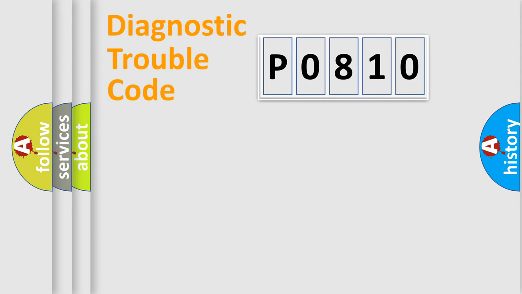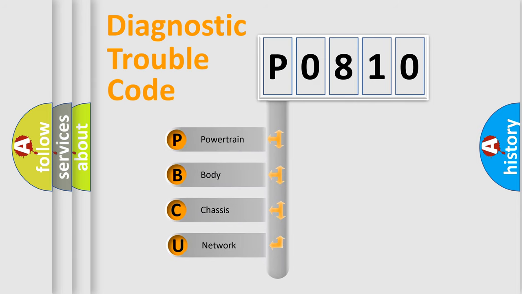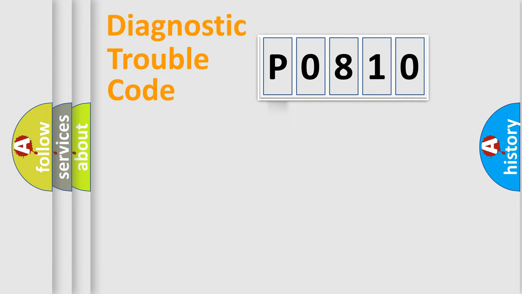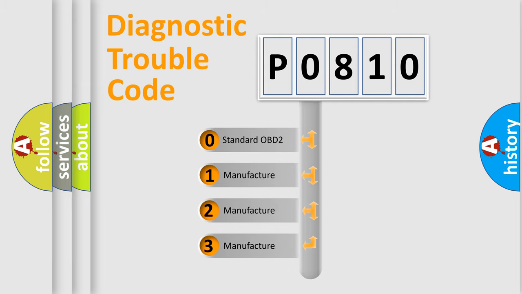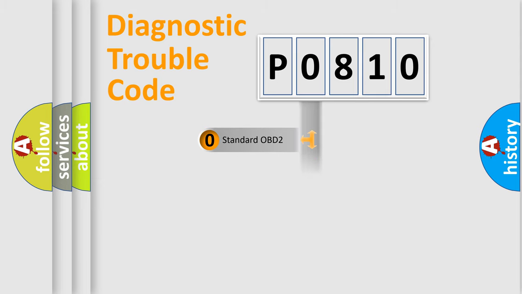Let's do this. First, let's look at the history of diagnostic fault code composition according to the OBD2 protocol, which is unified for all automakers since 2000. We divide the electric system of the automobile into four basic units: powertrain, body, chassis, network. This distribution is defined in the first character of the code. If the second character is expressed as zero, it is a standardized error. In the case of numbers 1, 2, 3, it is a manufacturer-specific error.